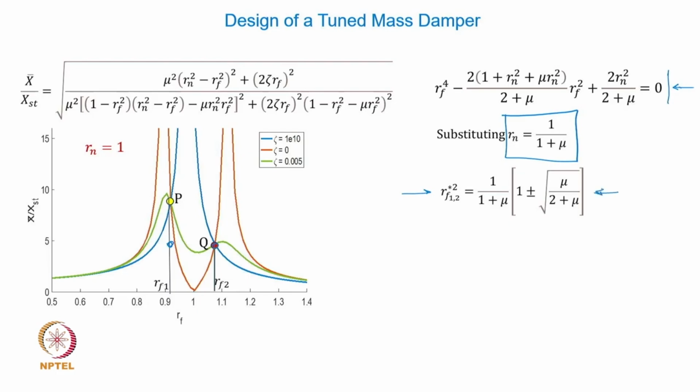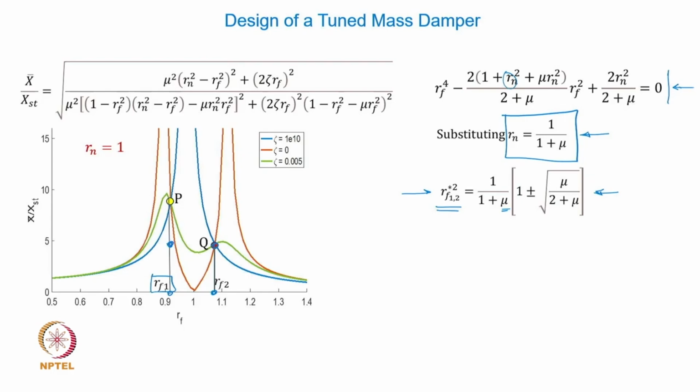Now make a note here that by replacing Rn in terms of mu, everything will be now in terms of the mass ratio mu. So two possible values of RF are obtained here, which are dependent on the mass ratio and pertains to a damper which is a tuned damper. All right, so that basically gives you these two new forced frequency ratios, but will be basically pertaining to the case where xp is equal to xq.